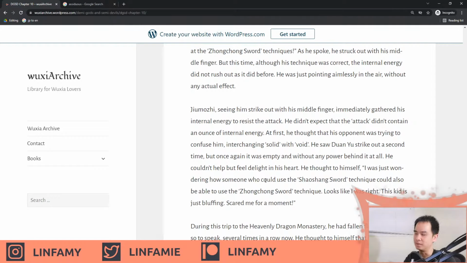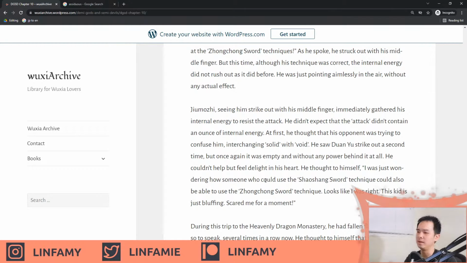Jimotsu, seeing him strike out with his middle finger, immediately gathered his internal energy to resist the attack. He didn't expect that the attack didn't contain an ounce of internal energy. At first, he thought that his opponent was trying to confuse him, interchanging solid with void. He saw Duan Yu strike out a second time, but once again it was empty, and without any power behind it at all. He couldn't help but feel delight in his heart.